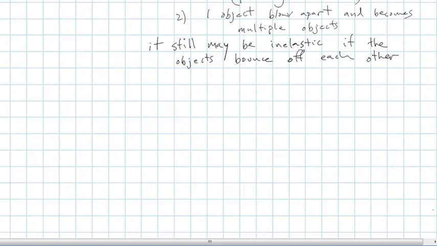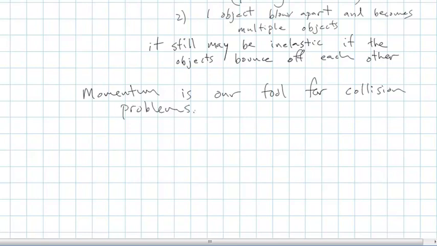Sometimes you get lucky and you can just use energy. But pretty much momentum is our tool for collision problems. One thing students always ask: how do I know which approach to take with the problem? When I'm solving a Chapter 8 problem, I know it's energy because that's what Chapter 8 deals with. When I'm solving a Chapter 9 problem, I know it's momentum because that's what Chapter 9 deals with. But on the exam, I just see the problem. I don't know which one to use. Well, you have to get used to picking out when these different techniques work.